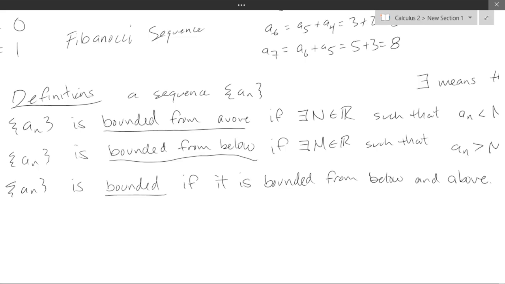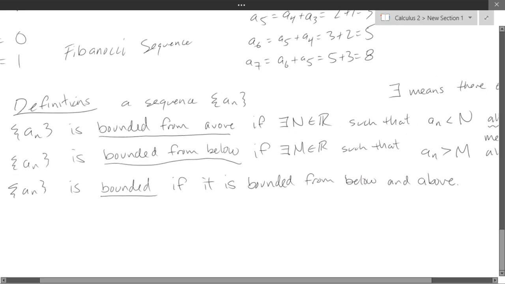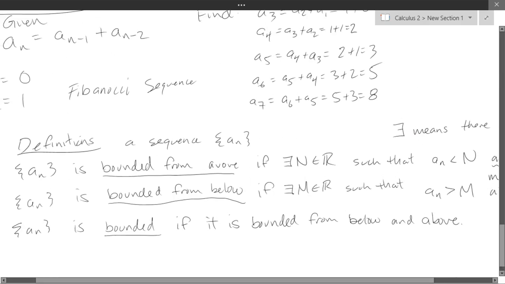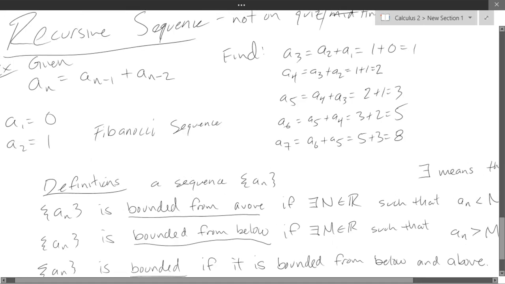So let's really quickly look at some of our sequences. So here's the Fibonacci sequence. We only went up to the seventh term. I think we can see it's definitely bounded from below. What number could you pick so that bounded from below would be true? What would m be? What small number is every term going to be bigger than? -1. If I let it be greater than or equal to, I could have chosen 0. But either way, there's numbers that every term is going to be bigger than. So definitely bounded from below.